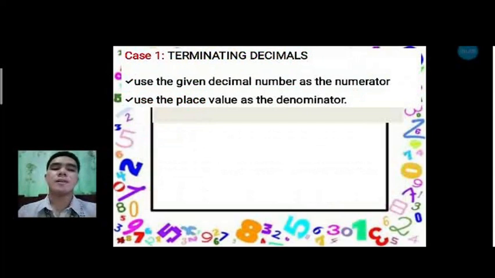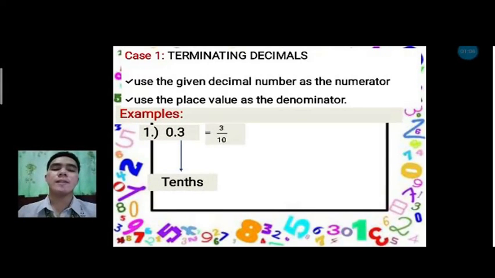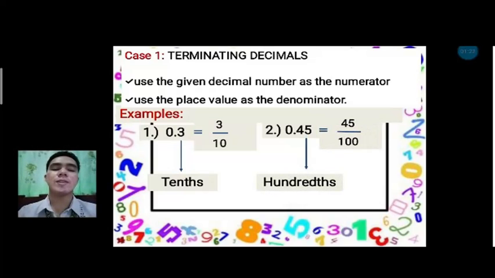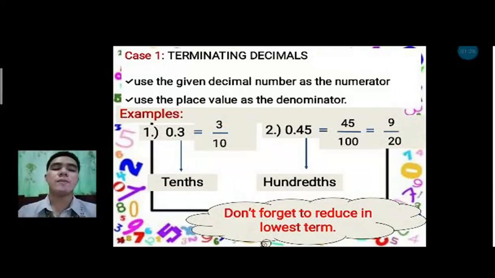Example, like the example a while ago, we have 0.3 or 3/10. We will get the given decimal 3, then place value over 10. Same goes with 0.45 or 45 hundredths. Numerator is 45 and denominator is 100. So 45 over 100 is 9 over 20 in lowest term.